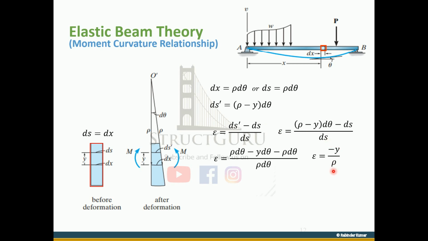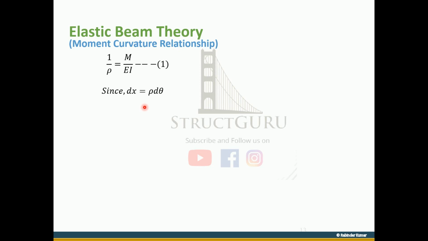From our basic knowledge of strength of materials, we know that strain is also equal to stress over modulus of elasticity, and stress is equal to minus My over I for the compressive region. By putting strain into this expression, it can be modified in this manner, and by putting the stress value in this equation, finally the curvature can be represented in terms of M over EI. Since we know that dx is equal to rho d theta, putting the value of rho in this expression will give us d theta equals M over EI times dx.